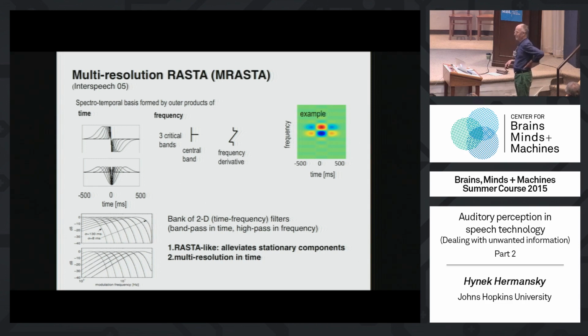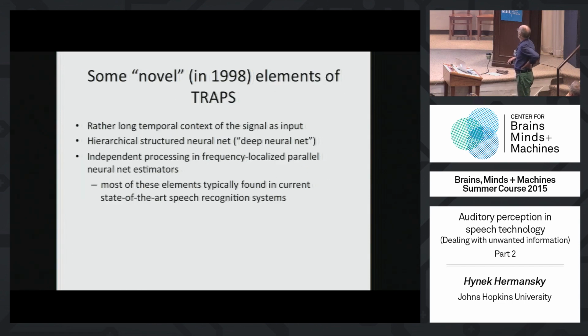Auditory, I mixed the cochlea and cortical filter banks, modulation filter banks. So there are some novel aspects in this type of processing I want to stress. It was novel in 1998, but, as I said, it's fortunately becoming less novel 15 years later. It uses a rather long temporal context of the signal as an input. It already uses hierarchical neural nets, so deep neural nets, which weren't around in 1998.